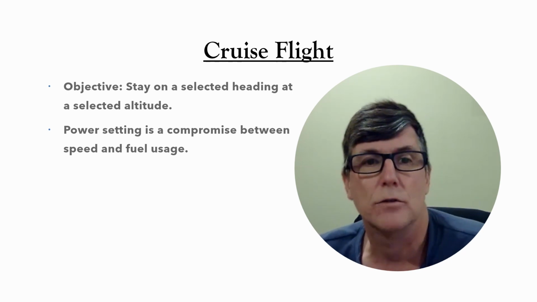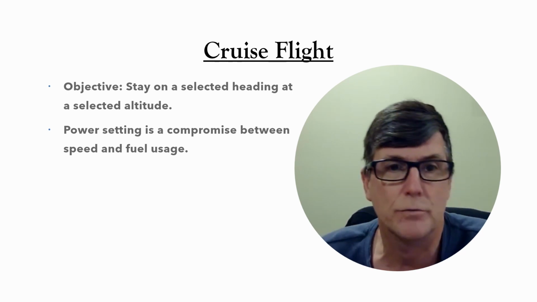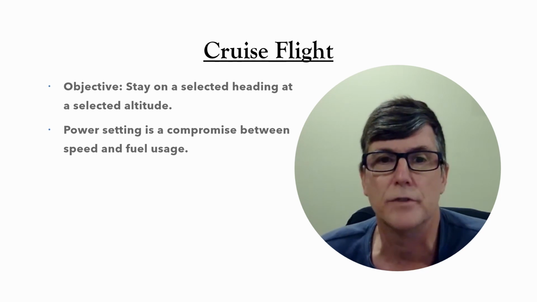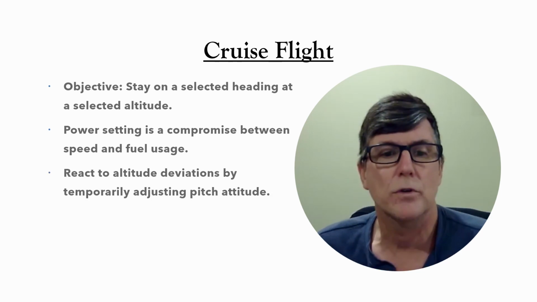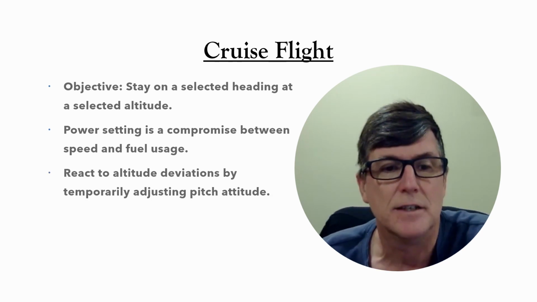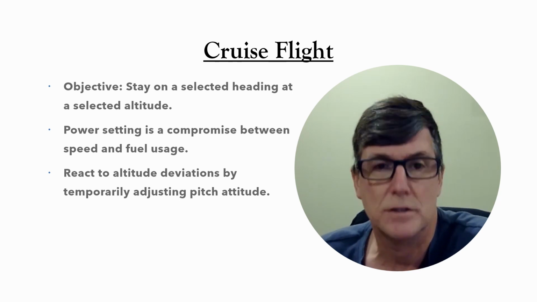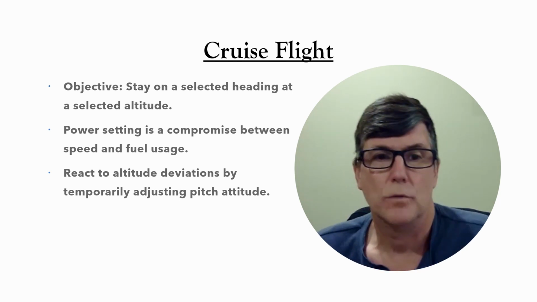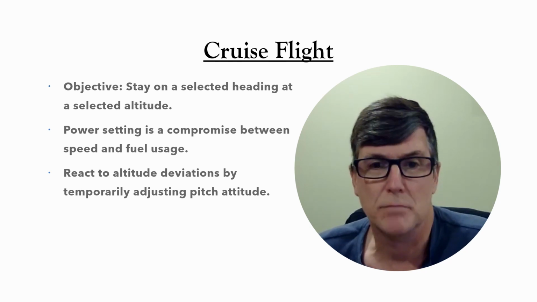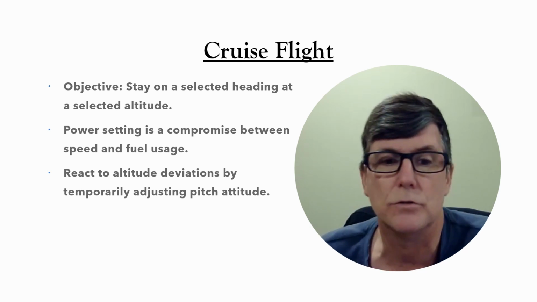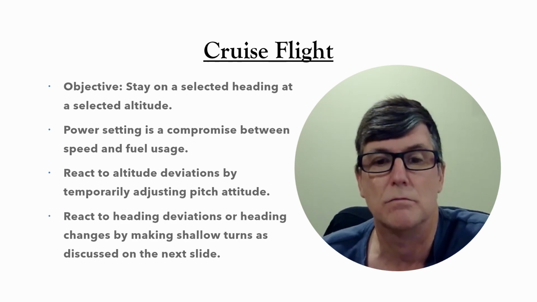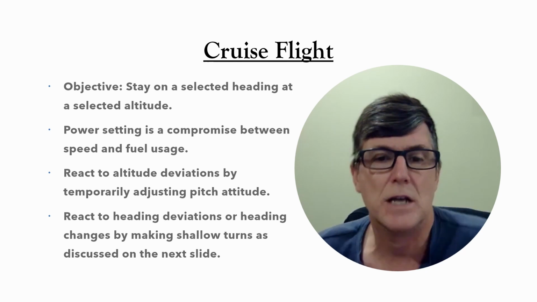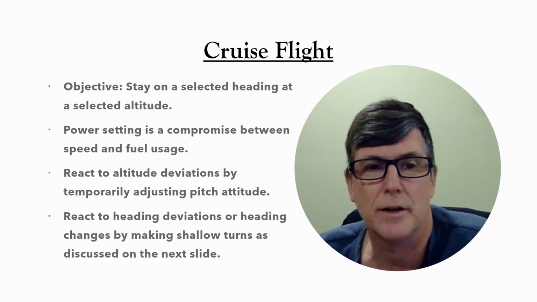On our way, we'll encounter some updrafts and some downdrafts. We may have unintentional pressures on the controls that cause us to change altitude or change heading. So we're going to react to those deviations in altitude by temporarily adjusting the pitch attitude. We're going to accept the fact that the airspeed might change for a little while we're making our altitude correction. We're going to react to heading deviations or heading changes by making shallow turns, which will be discussed on the next slide. Now let's consider level turns.